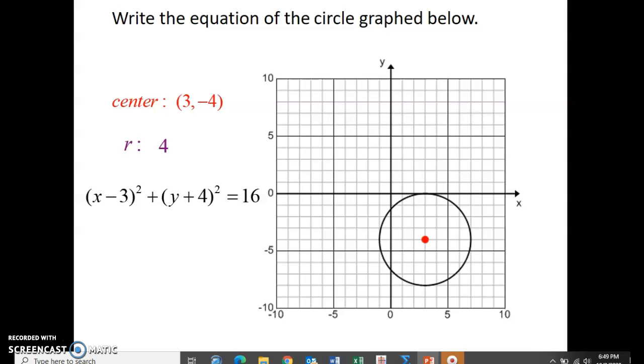We've done graphing standard equations. We've done converting general to standard and then graphing them. We've done writing the equations given the graph.